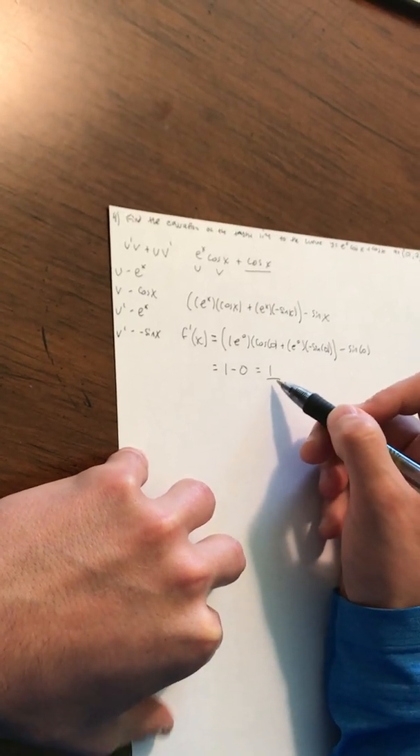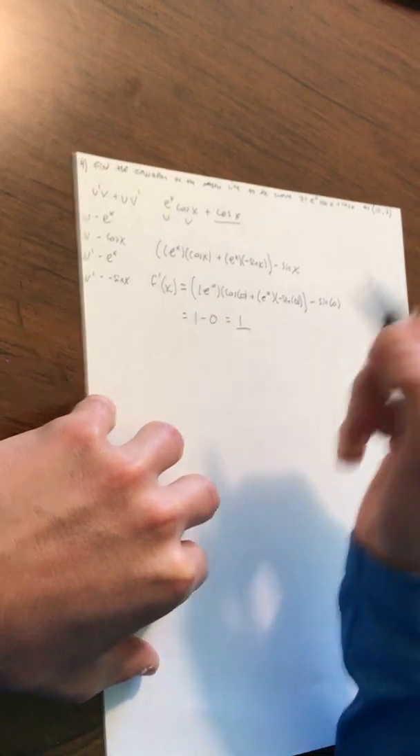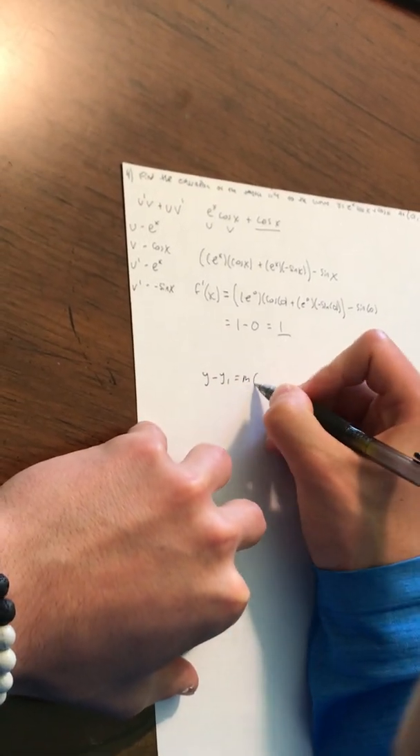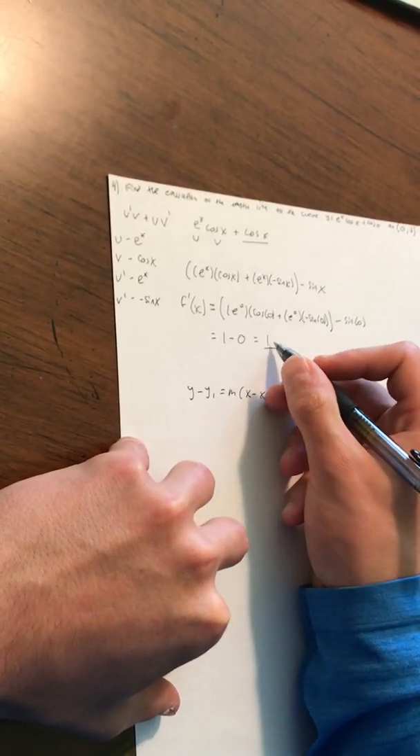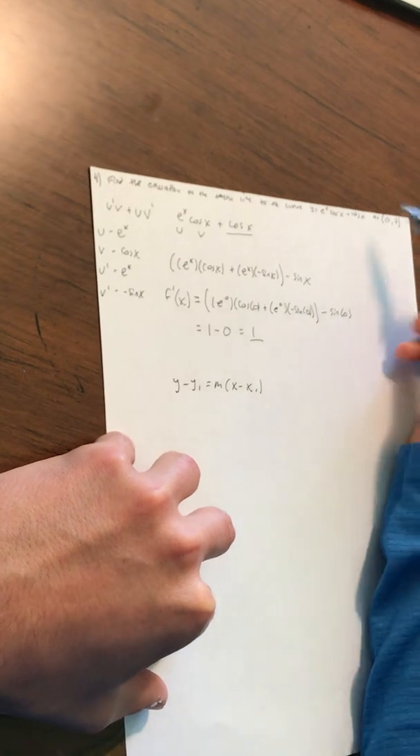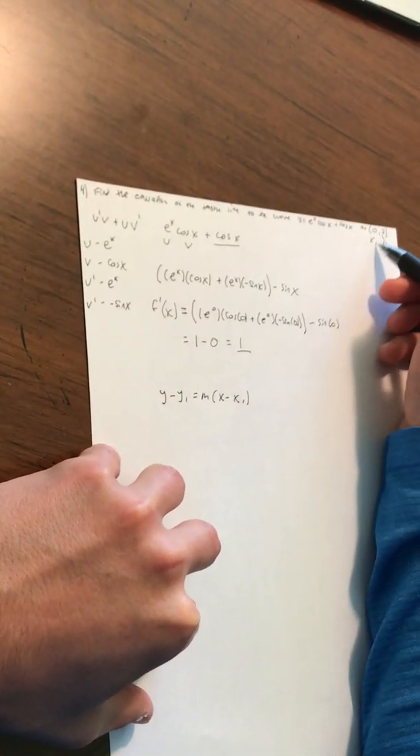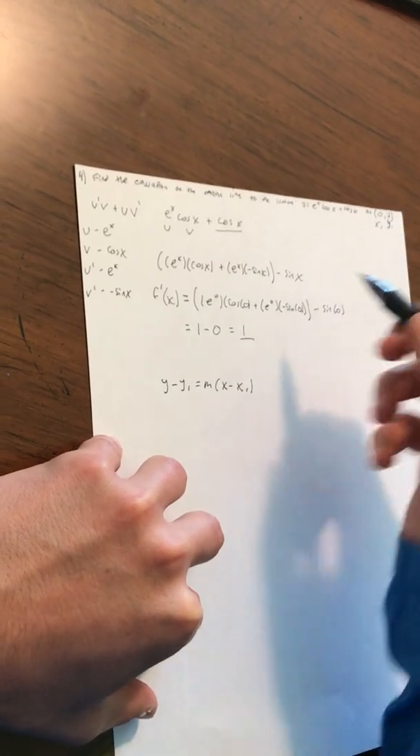This value is the slope of the tangent line. Now we need to use point slope form, which is y minus y1 equals m times x minus x1, m being the slope, which is 1, which we just found. And we have our y1, we have our x1.